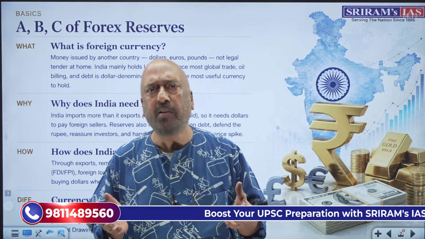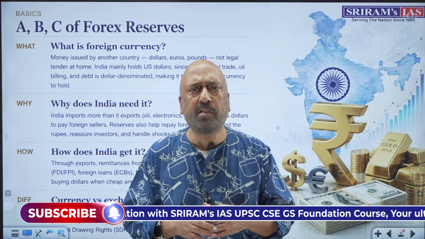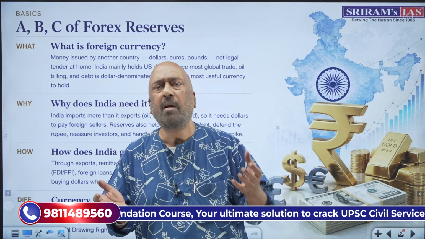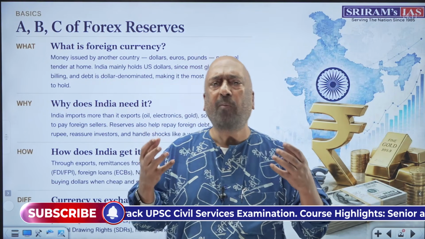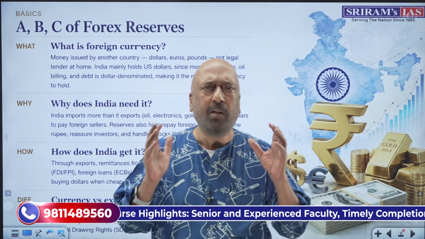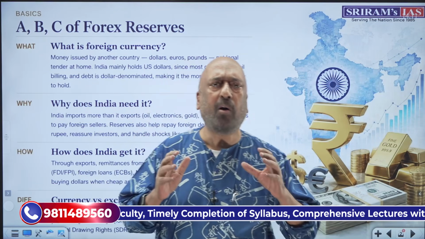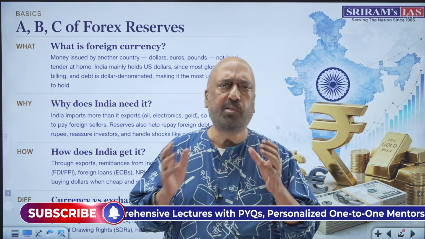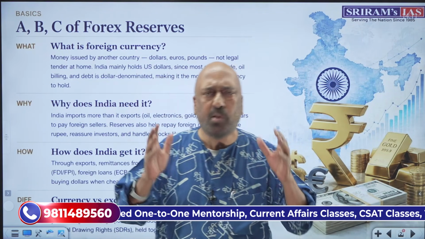What is foreign currency? Oh, that's so very simple. Our currency is domestic currency. The currencies of all other countries are foreign currencies. But foreign currencies in the global financial system largely refer to hard currencies, that is the currencies which are in demand. American dollar, British pound, Japanese yen, Chinese yuan, Swiss franc, and so on. These are the currencies in which the global economic system operates.